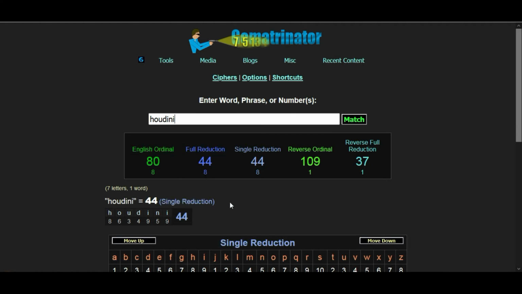This is how they code. This is how the cabal codes their acts, how they perform events, how they do their rituals. And this guy is definitely a ritual.